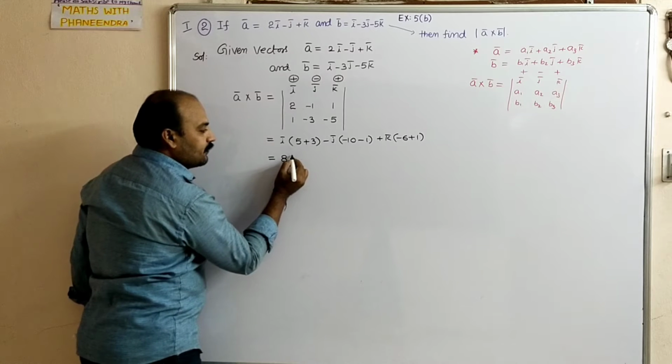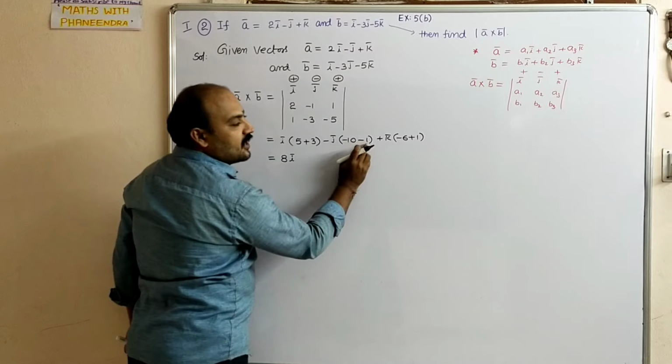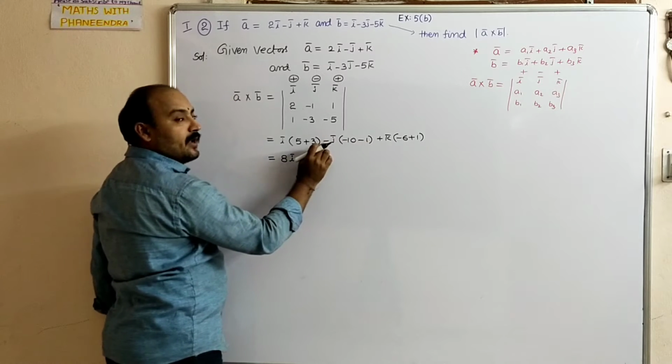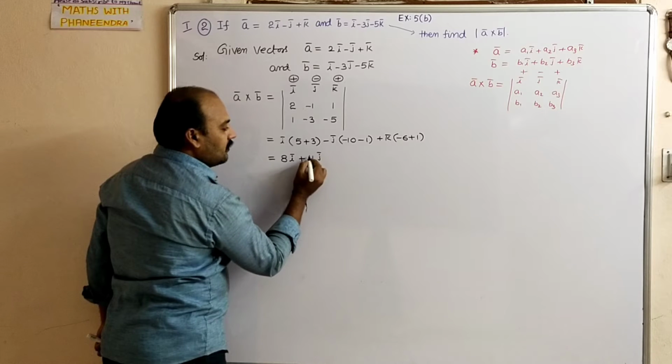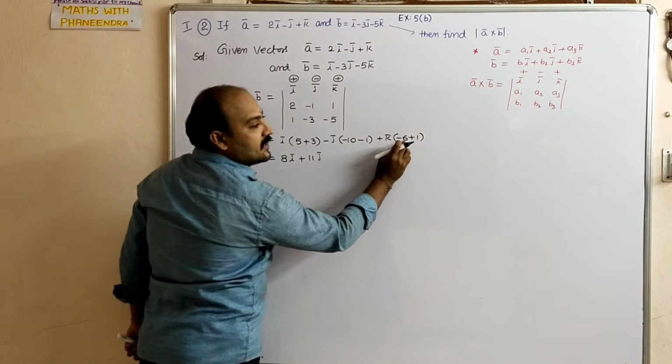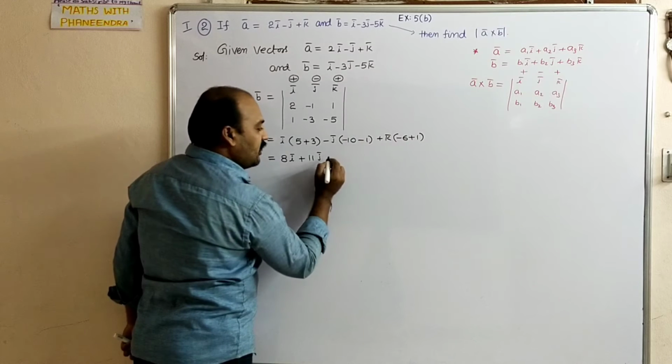8i, minus (minus 10 minus 1), which is minus of minus 11, so plus 11j, and minus 6 plus 1 is minus 5, so minus 5k.